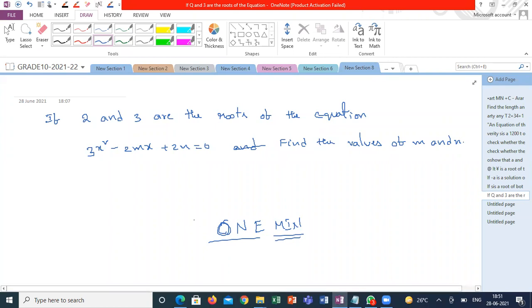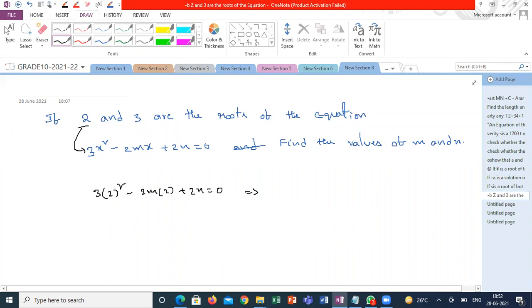Anyone got the answer? How, sir? First you have to substitute, because they mentioned very clearly that 2 is one root of the given equation and 3 is another root of the given equation. So substituting 2 in the equation will give 3 into 2 whole square minus 2m into 2 plus 2n is equal to 0. What is the first expression you got with respect to 2?